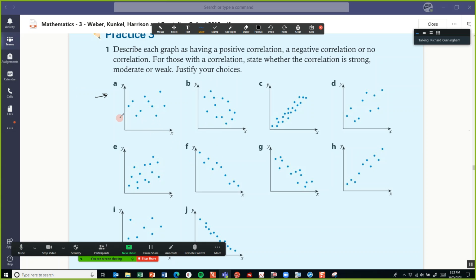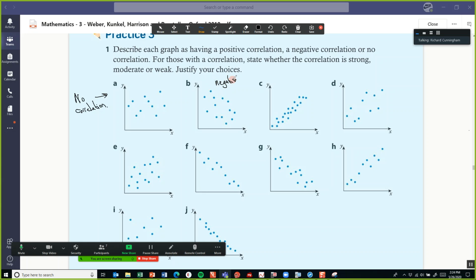Slightly, yeah. I would say not really. It's not as obvious as the rest, so for the first one, I would say there is no correlation. What about B? Tyler, what do you think for B? Is there a correlation here? Is it positive or negative then? Yeah, it looks negative. It looks like it's sloping downwards.